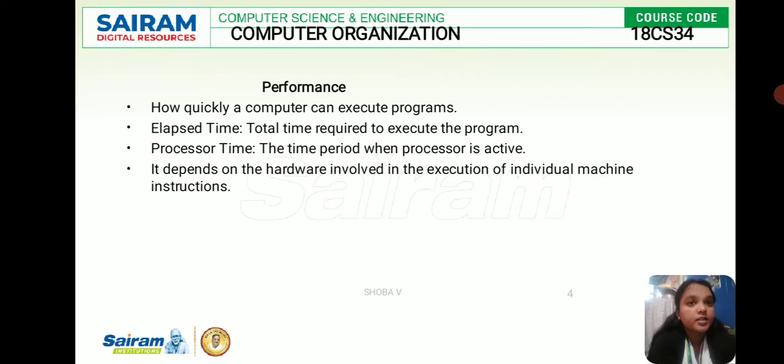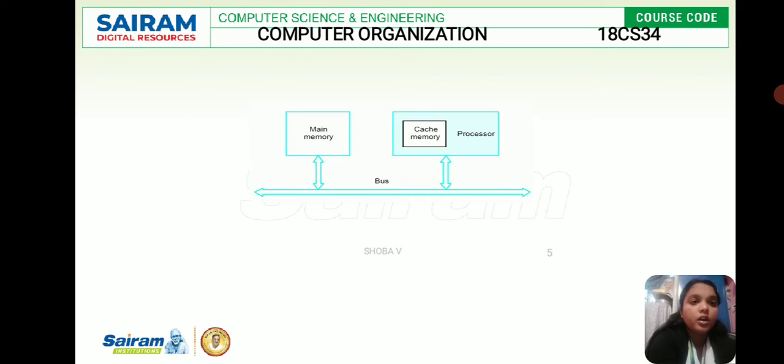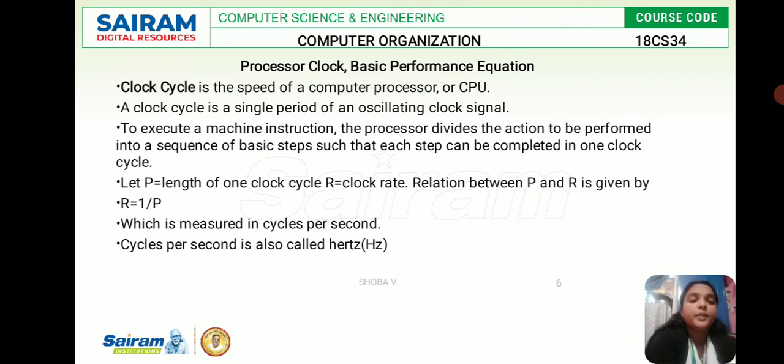That is the internal speed of performing the basic steps of an instruction, how it can be processed, and how this will be measured. The instructions from the processor are at once loaded into the cache memory, or we can say a buffer register, which transfers at a faster rate. And we will see the processor clock and basic performance equation.